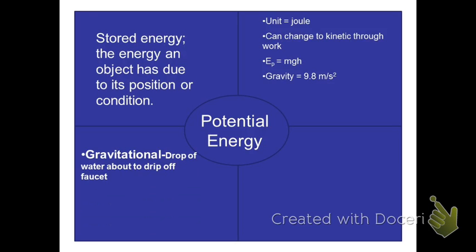Okay, I'm giving you two examples. One for gravitational potential energy. The example is a drop of water about to drip off the faucet. It's just hanging there, ready to drip. That has gravitational potential energy. The other example is elastic potential energy. A stretched rubber band has elastic potential energy.